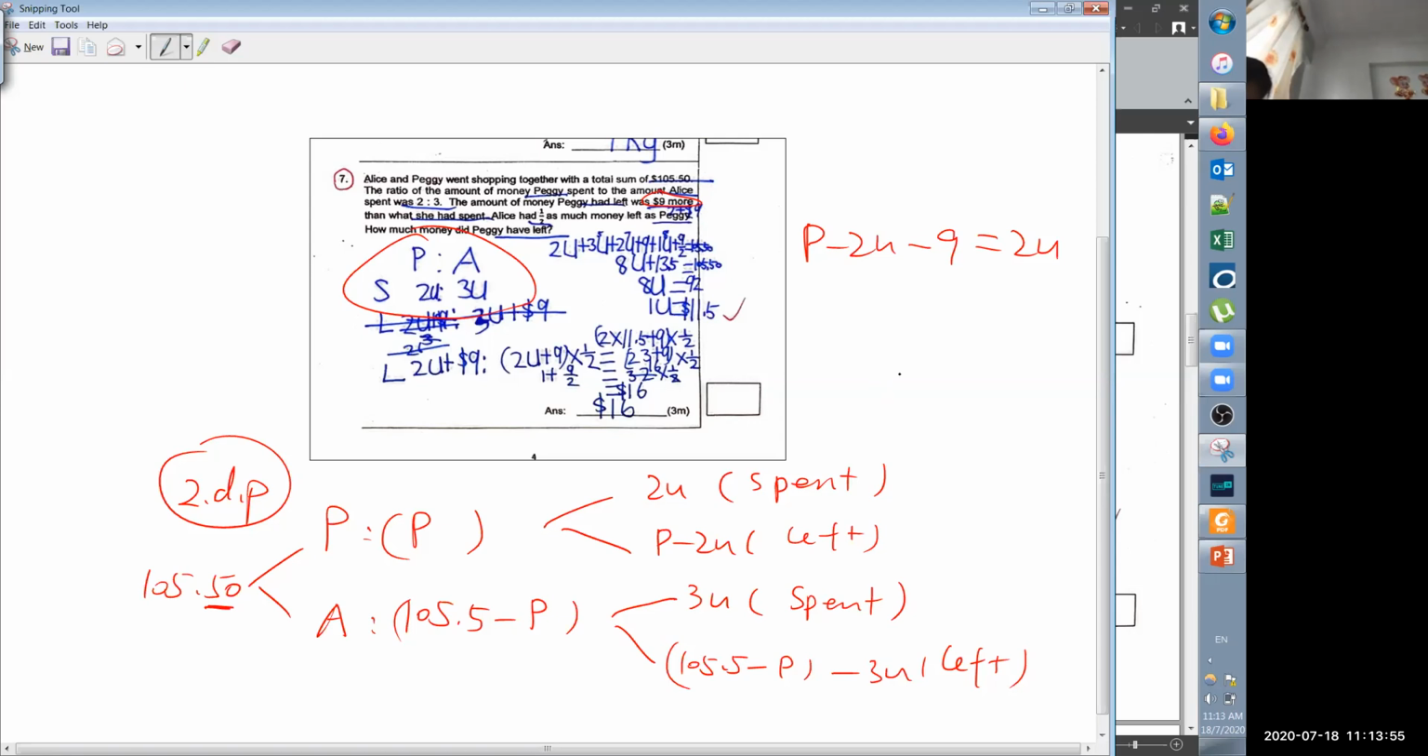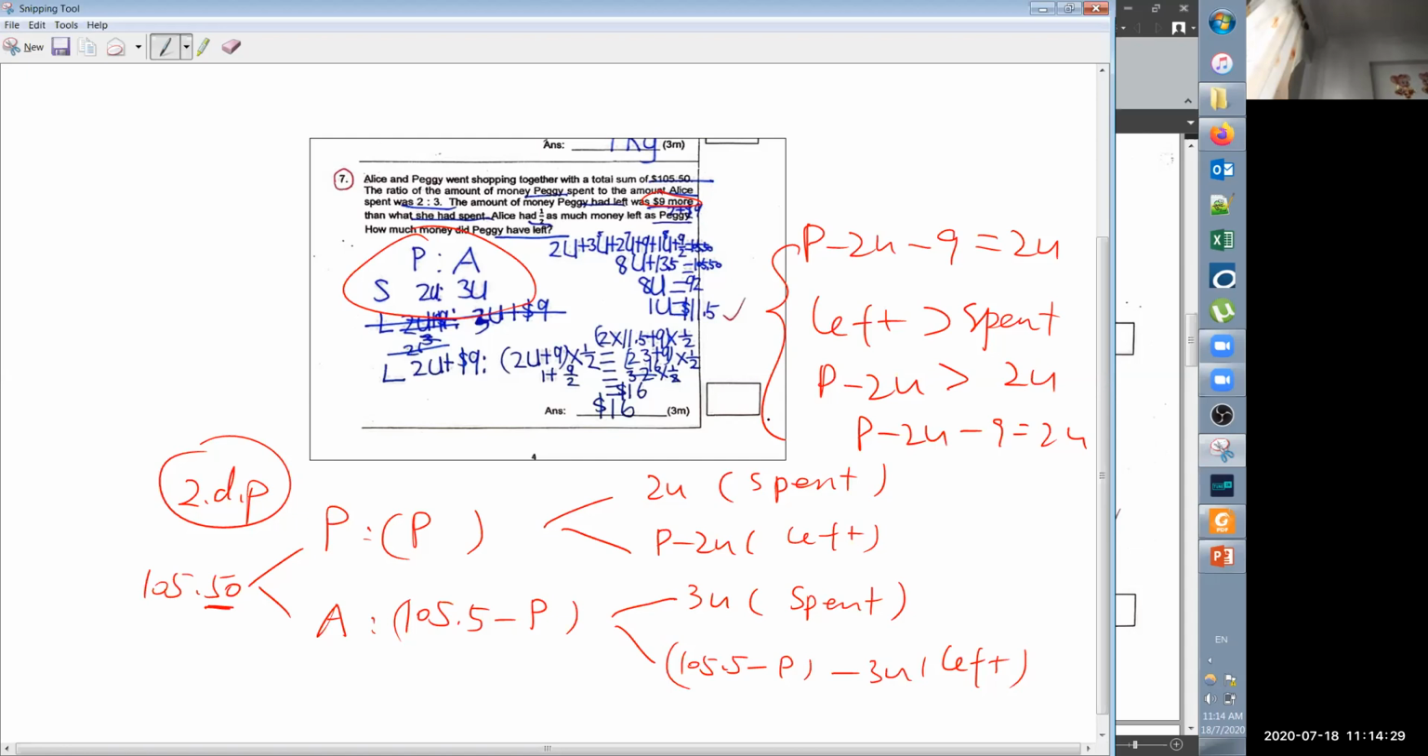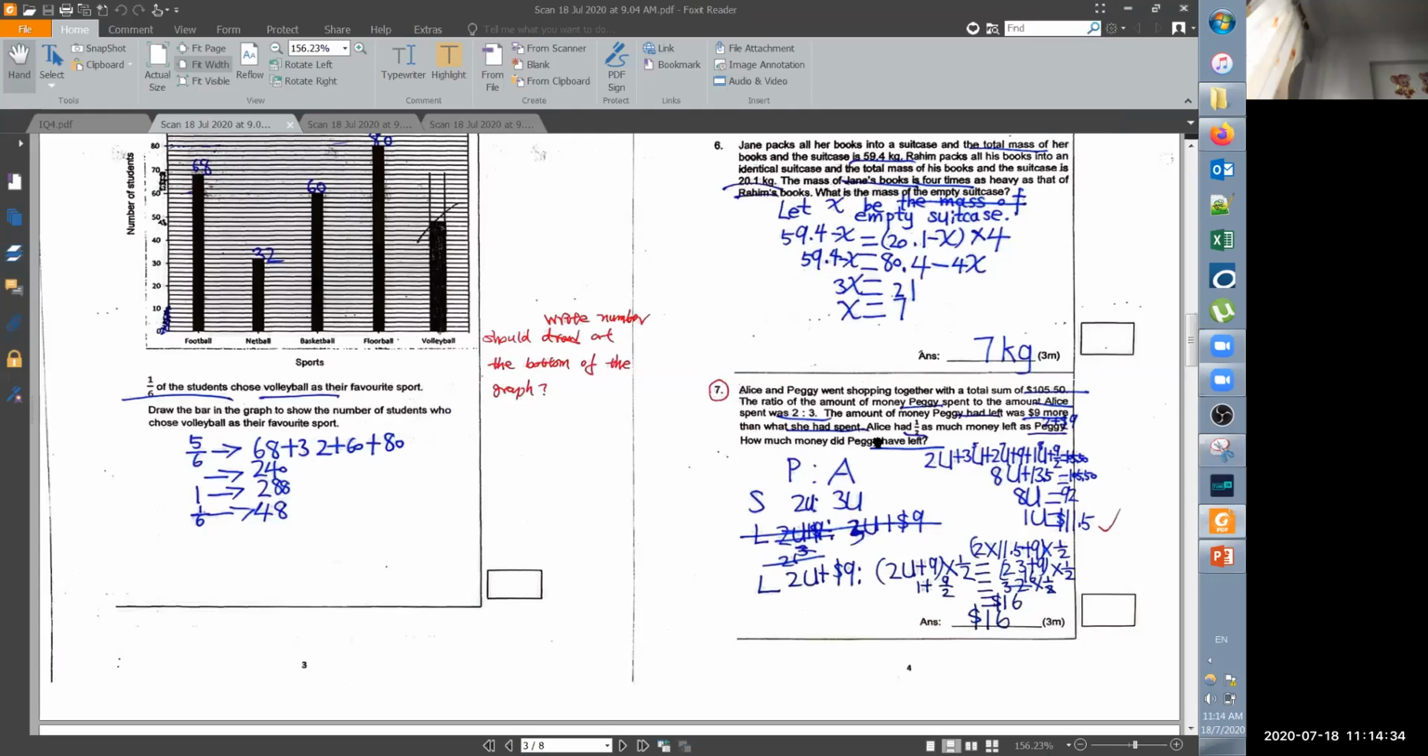So how do you avoid making such a mistake? Very simple. Left is more than spent, right? So when you have left is more than spent, you know that this P minus 2U has to be bigger. It must be bigger than the 2U. So when it's bigger, you cannot plus 9, you must minus 9. Right? So that's how you can avoid making such a mistake. All right? So that's the way to do this question. And then I'm not going to go through over here. All right? Next. Next question.